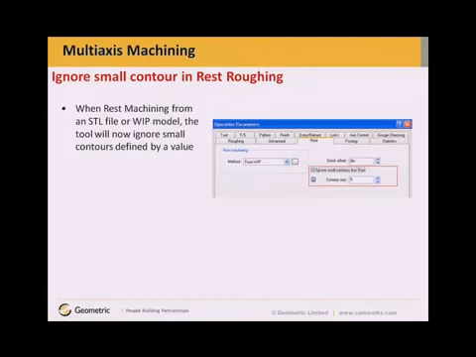Ignore small contour in rest roughing. This new option works in a similar manner as in 3-axis operations. You can restrict the entry of the tool in small segments that may result during rest machining. When rest machining is selected from a STL file or from work in process, then you will be able to filter small sections from the final output.